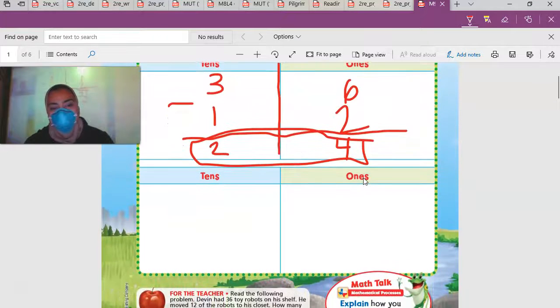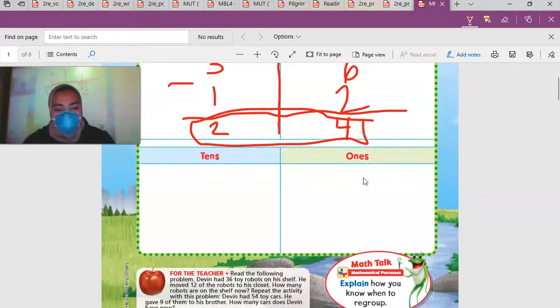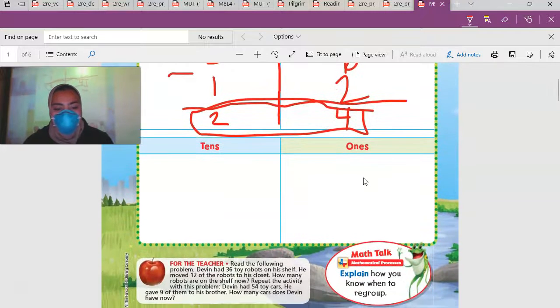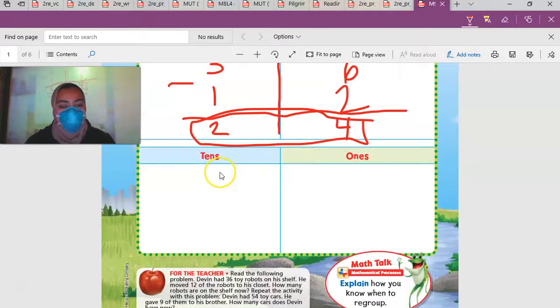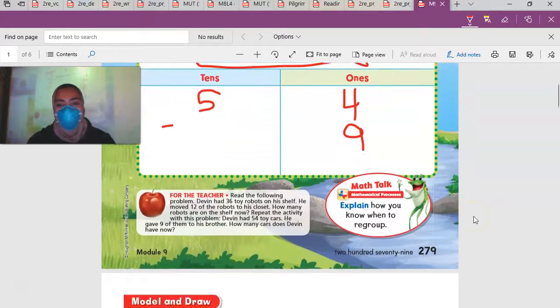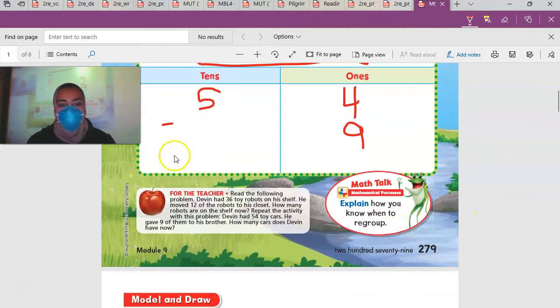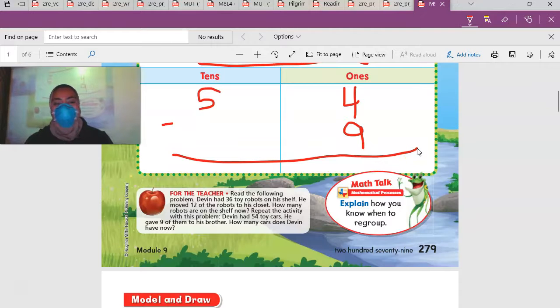All right, let's read the next problem. Devin had 54 toy cars. He gave 9 of them to his brother. How many cars does Devin have now? He had 54. 54 has 5 tens and 4 ones. He gave 9 of them to his brother. Take away 9 ones. You have to put it in the ones place. You cannot say, oh, let me write 9 in the tens place. Wrong answer. 9 is a one-digit number, so it goes in the ones place.